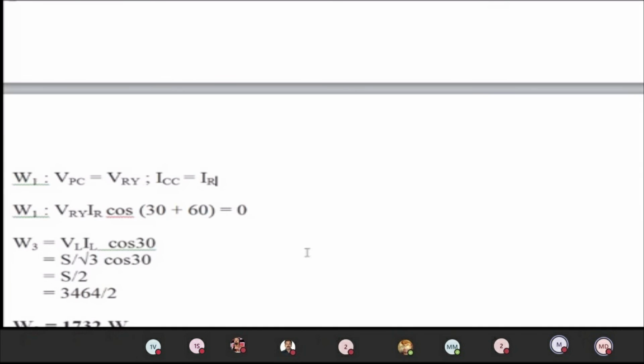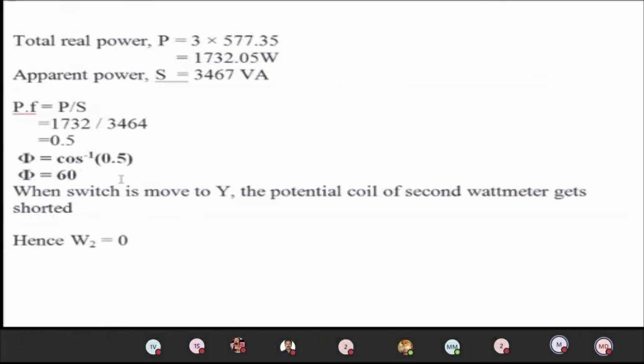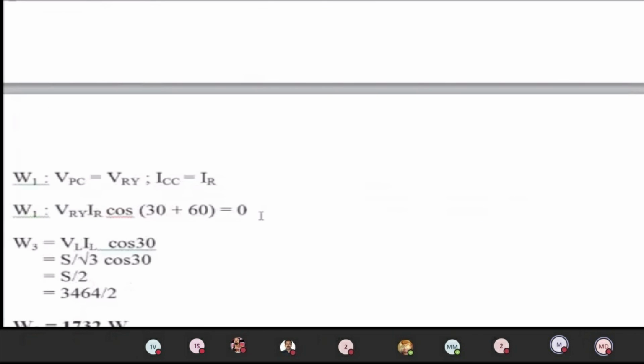Then to calculate the power of W1, already we have the formula for the 2 wattmeter method. Since one of the wattmeters is short circuited, its reading will be 0. Now it will be acting as a 2 wattmeter method. So for W1, the first wattmeter, we have the formula VL IL cos of (30 plus phi). From the earlier calculation, we have found the value as phi is equal to 60. Just substitute in the formula. W1 equal to VI cos of (30 plus phi), phi equal to 60 here. So your final answer is 0.